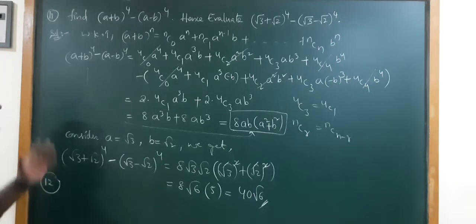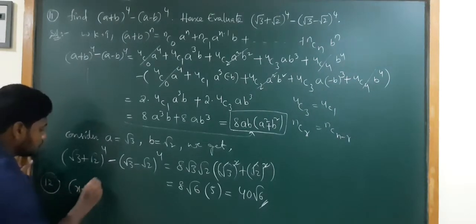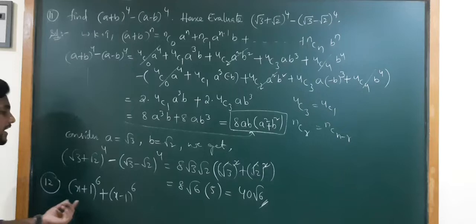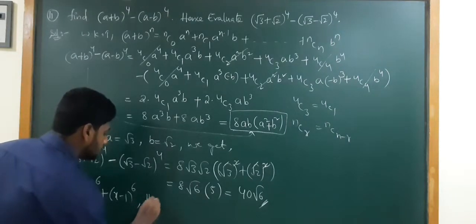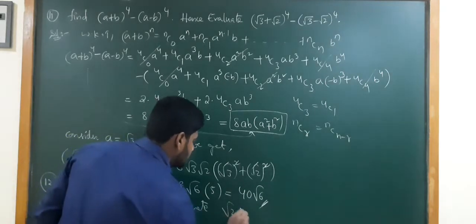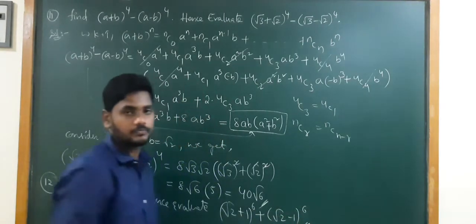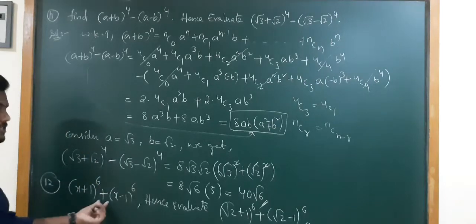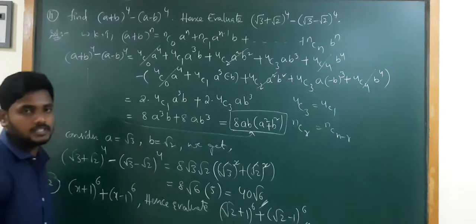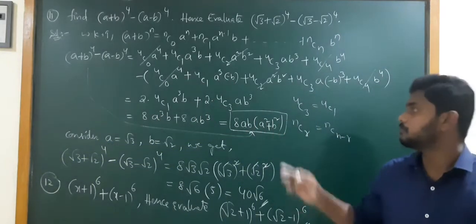Similar to that problem, we have another question from that exercise only, that is question number 12: (x + 1)^6 + (x − 1)^6. After finding this value, hence evaluate (√2 + 1)^6 + (√2 − 1)^6. So this is also in the same manner. You will expand this by using binomial expansion. After getting that value, instead of x you need to substitute root 2. That's it. Then you will get (√2 + 1)^6 + (√2 − 1)^6. Pause the video to note it down.